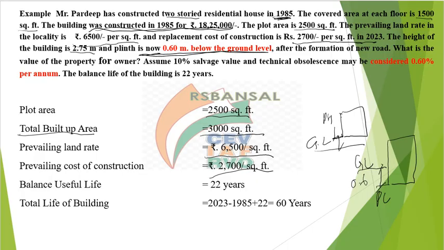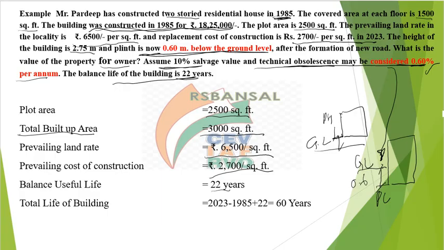What is the value of the property for the owner? Assume 10% salvage value, and technical obsolescence may be considered as 0.6% per annum. So technical obsolescence is given to you as 0.60% per annum. The balance life of the building is 22 years, which is given to you. So these are the things which are given to you.